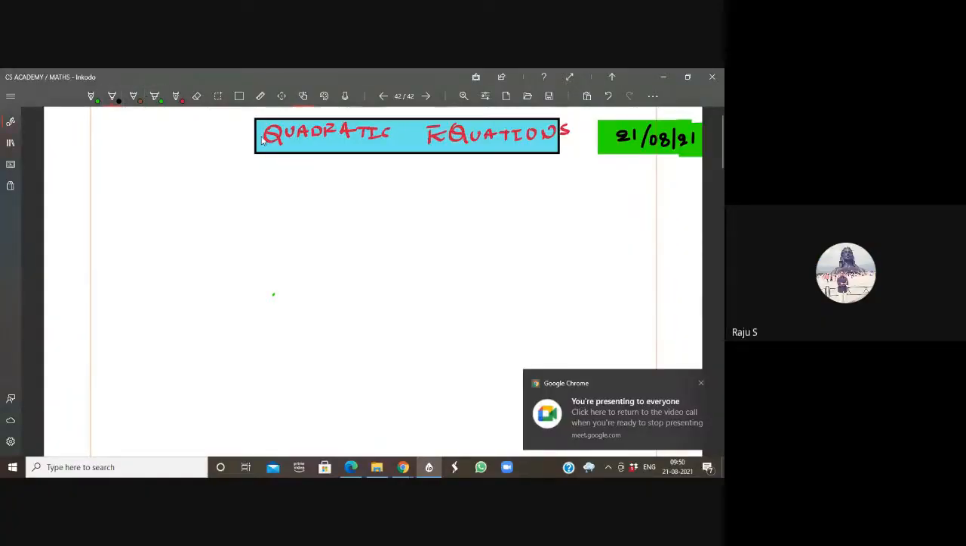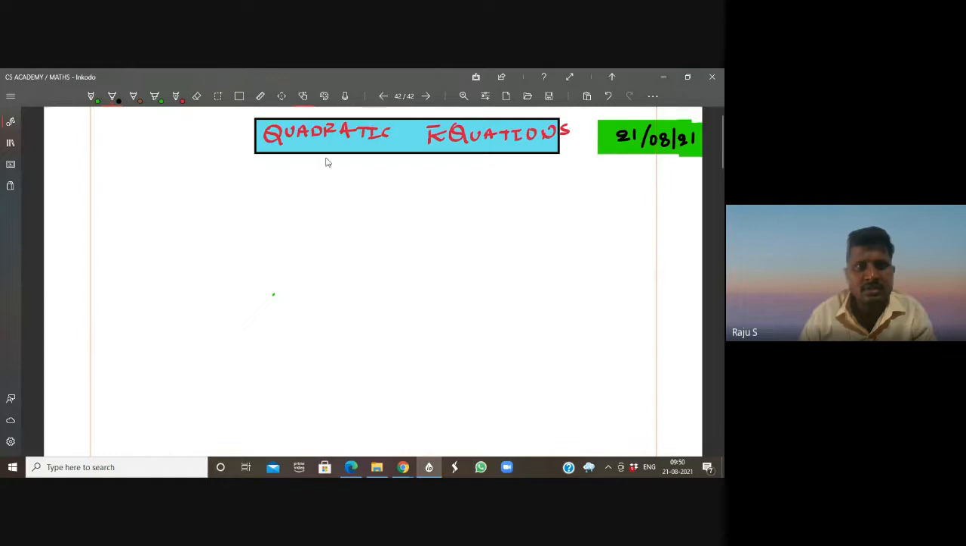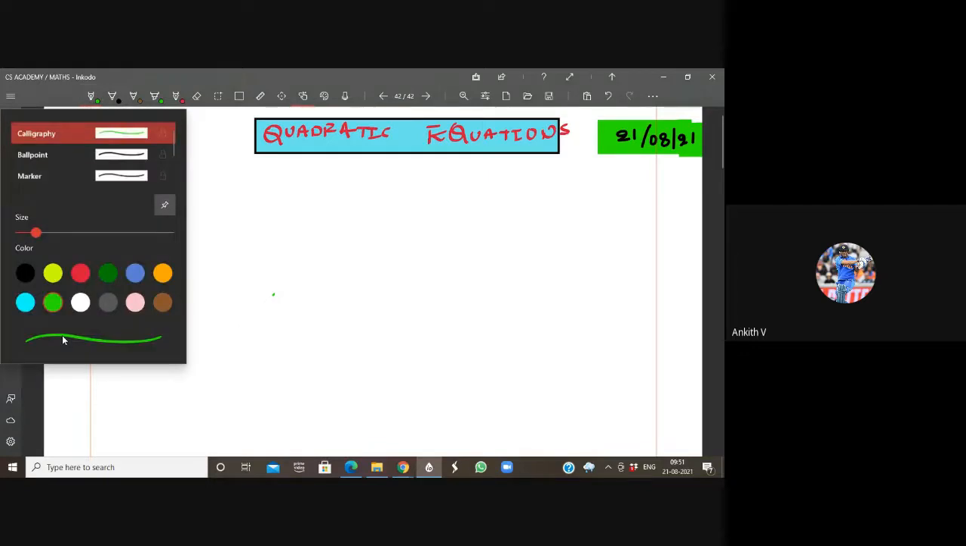What is the general form of a quadratic? First, before discussing equation, we should discuss expression. Can anyone tell what is the difference between equation and expression? Sir, equation has an equal to sign. Expression is just something we can express.